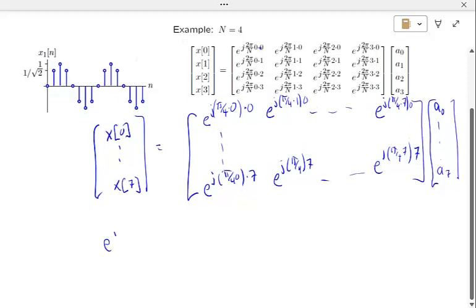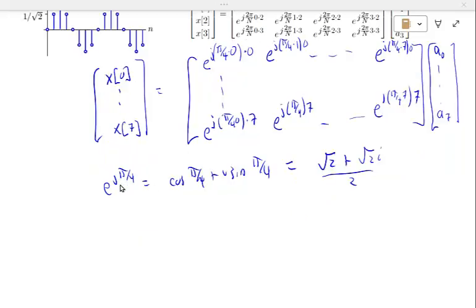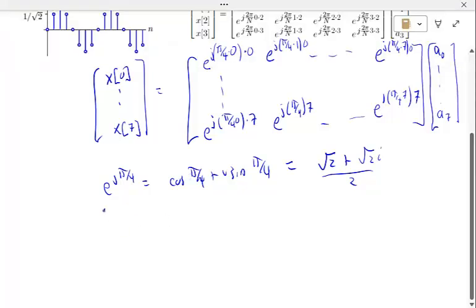because you know that e to the j pi over 4 is equal to, remember, cos pi over 4 plus j sine pi over 4. So that's equal to, let's see, square root of 2 over 2, so it's going to be the square root of 2 plus square root of 2 i over 2. Now, rather than writing out e to the j pi over 4 each time, I'm going to create a symbol for it that I'll use in my subsequent writing. So we'll say let w equal e to the j pi over 4.